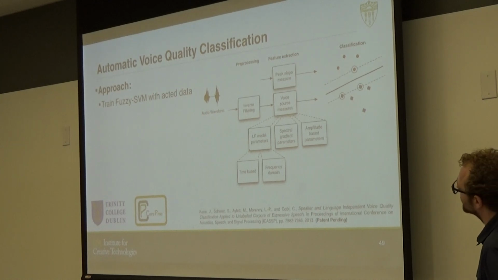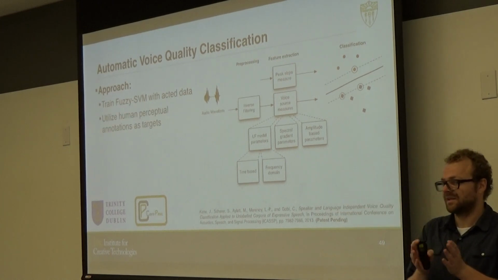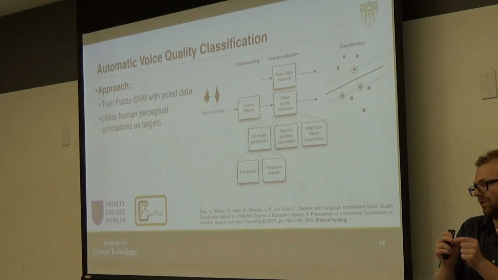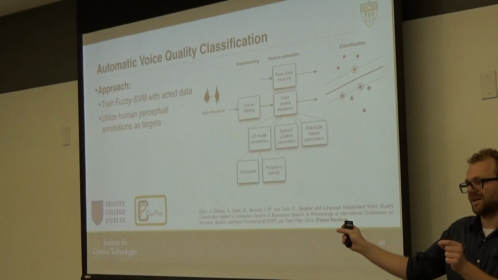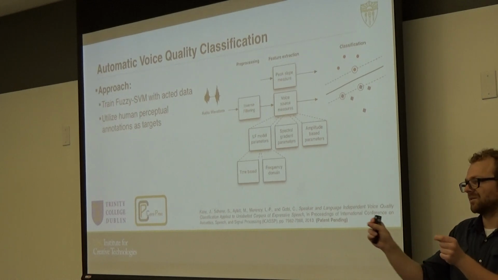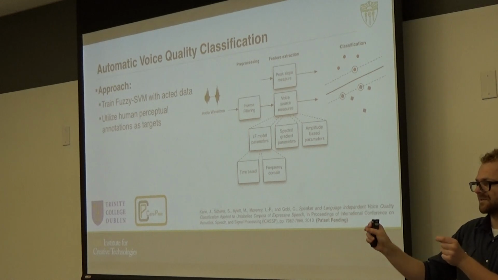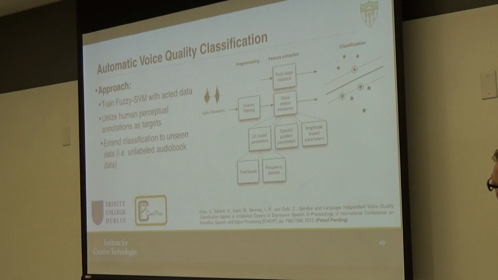We actually again trained a support vector machine. In this case, it was a fuzzy support vector machine, and fuzzy means that it gives you a label on the dimension of breathy to tense, but it doesn't give you just breathy, tense, or modal. It gives you something like somewhere between modal and tense. So it's a continuous measure, okay?